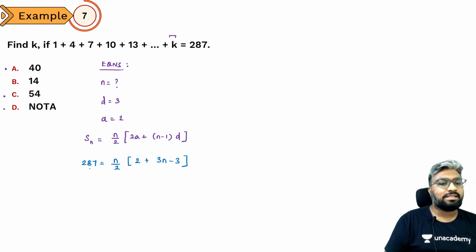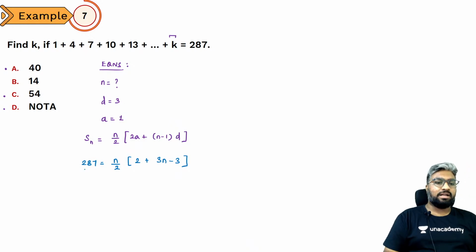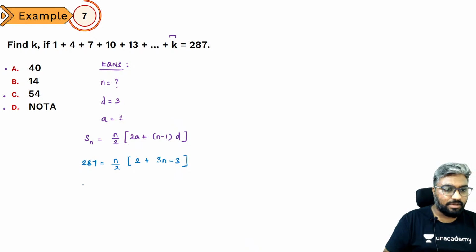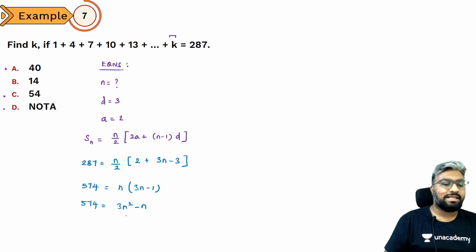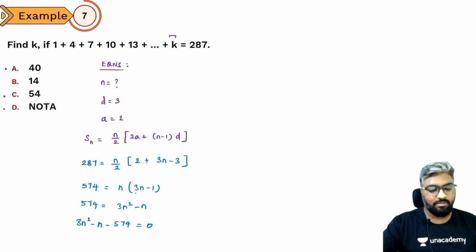Take this 2 to the other side. 287 का डबल कितना हो जाएगा? 574. Am I right? 400 plus 174. Yeah, this is equal to n into 3n minus 1. So what do you get? 574 is equal to 3n square minus n, or you get a quadratic equation 3n square minus n minus 574 is equal to 0. Am I right, guys?